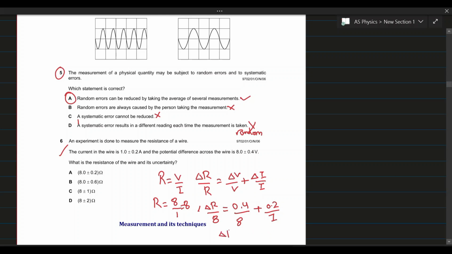Then calculate the uncertainty. Then you will get your final answer. Always remember that uncertainty is always to one significant figure. So the answer will be from this one or this one.